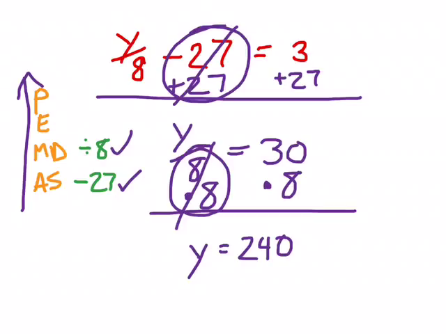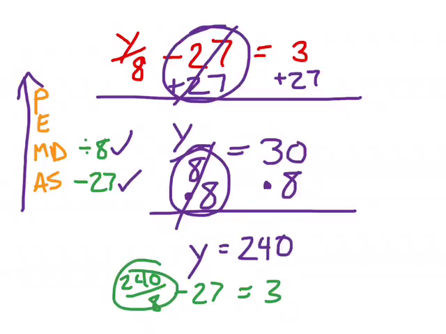I can once again, if I'd like to, check that equation by plugging that in for y. 240 divided by 8 minus 27 should equal 3. So let's think. 240 divided by 8 is going to be 30. And then if I subtract 27, I do get 3. So I know that my answer is correct.